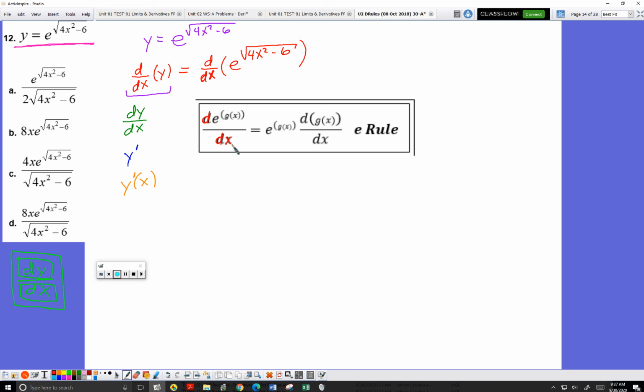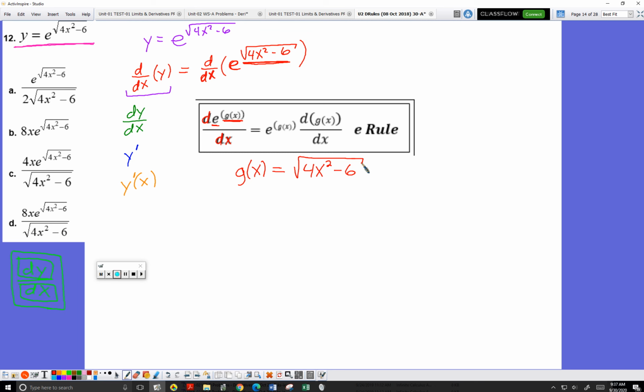Above I've got e raised to the root of 4x squared plus 6. Here I have e to g of x. So all I have to do to get the rules to match is correctly identify what g is representing in this rule. So within this rule, g is representing the square root 4x squared minus 6. Questions?